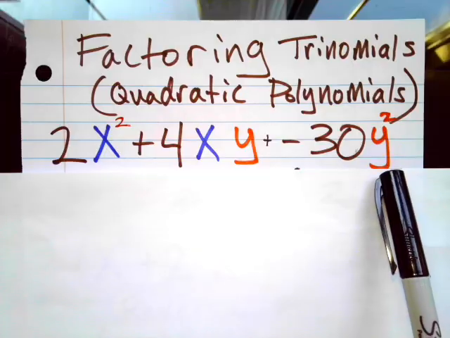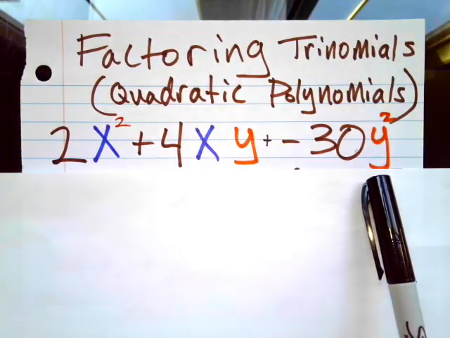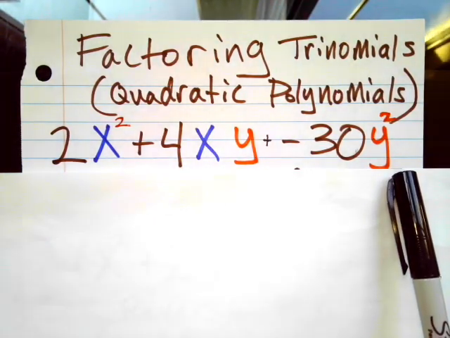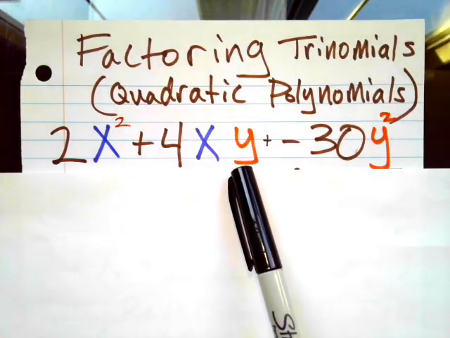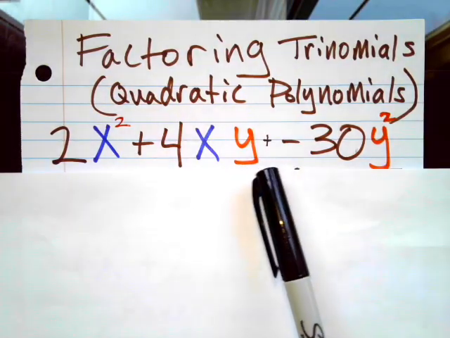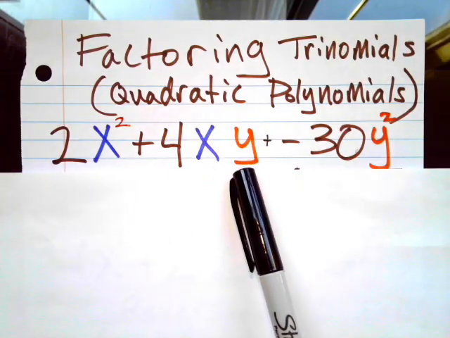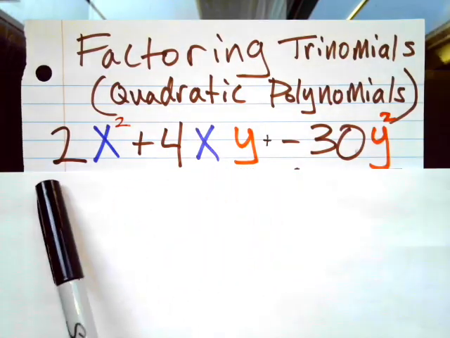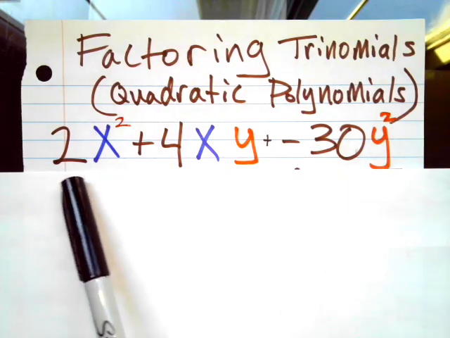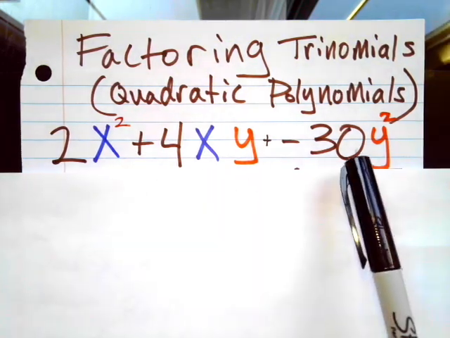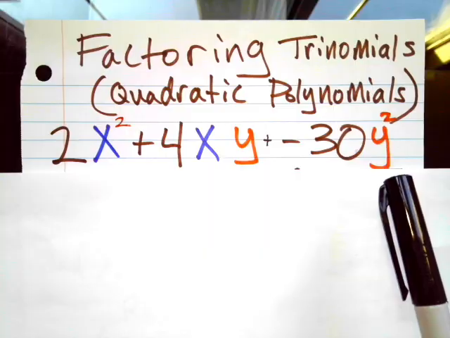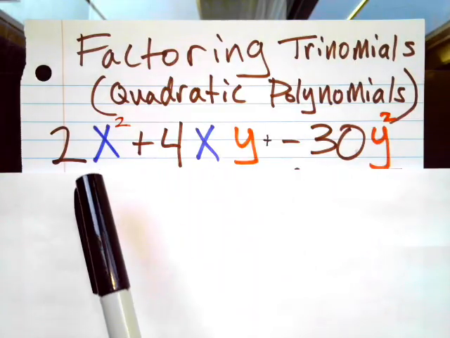Same thing goes with the y. I have two y's here. I could factor or divide a y into this term. I could factor or divide a y from this term, 4x times y. But there are no y's in this first term. So I cannot factor out a y from each of these terms.